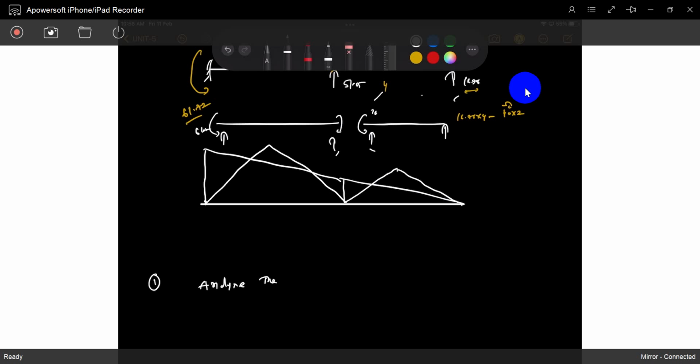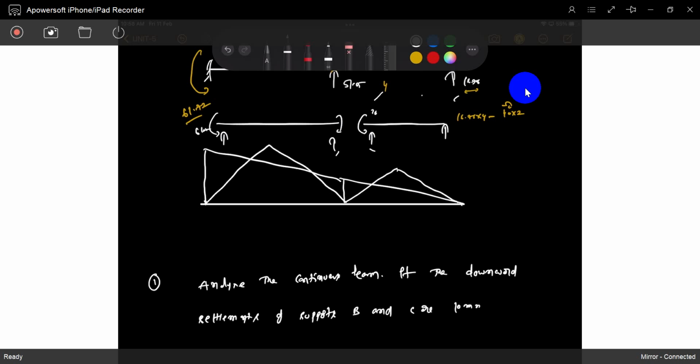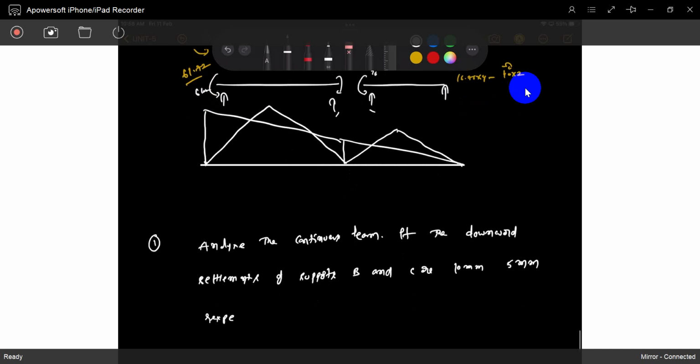Analyze the continuous beam if the downward settlement of supports B and C are 10 mm and 5 mm respectively. That's it.